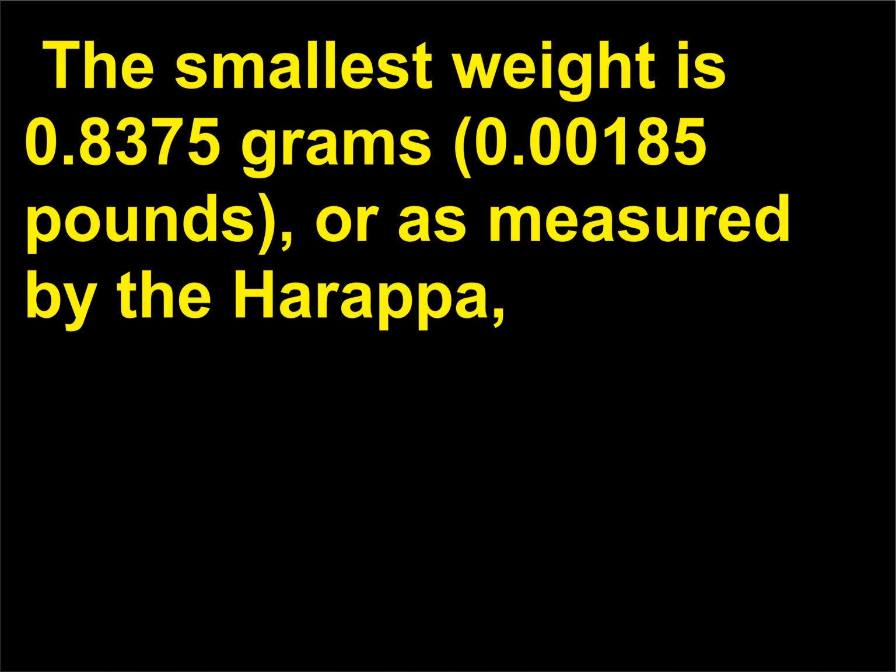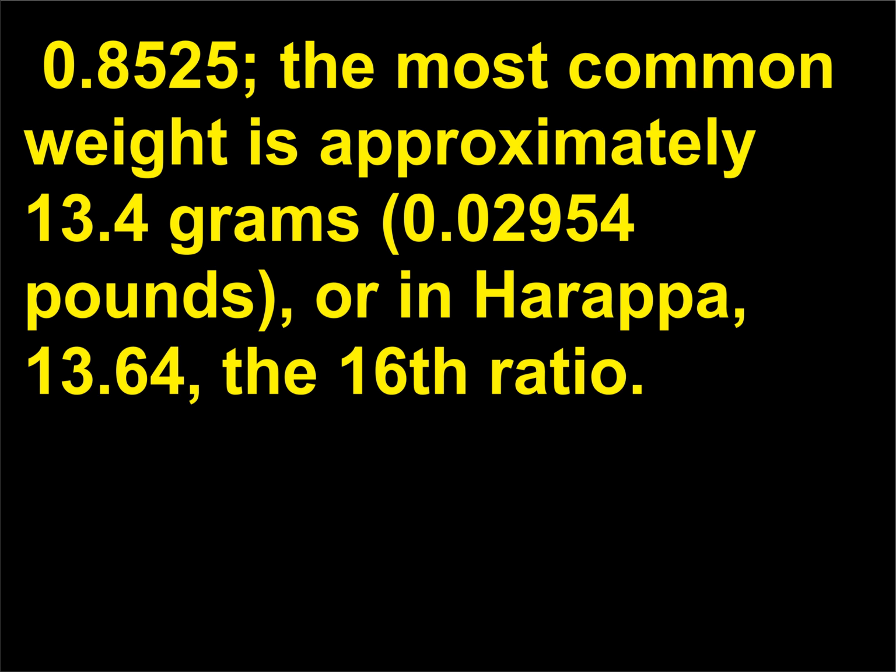The smallest weight is 0.8375 grams, 0.00185 pounds, or as measured by the Harappa, 0.8525. The most common weight is approximately 13.4 grams, 0.02954 pounds, or in Harappa, 13.64, the 16th ratio.